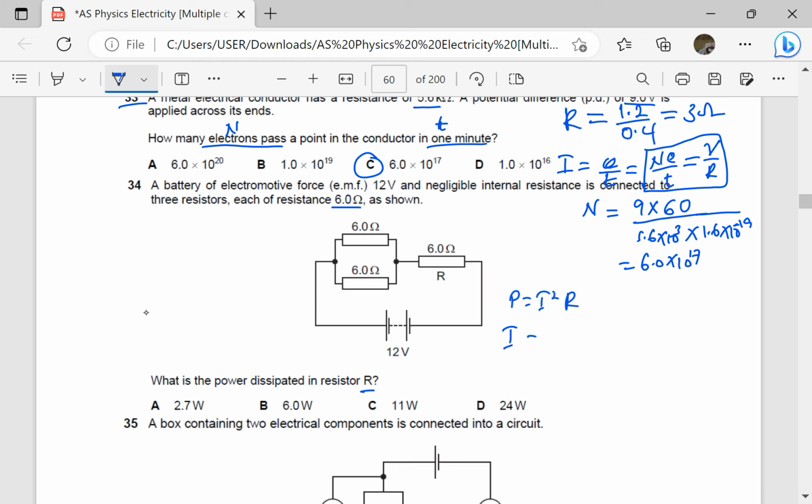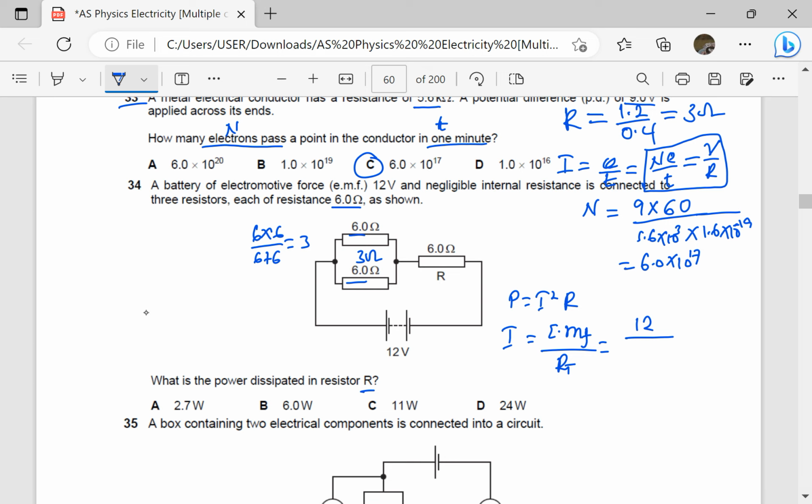And the I is equal to the EMF divided by total resistance, which is R total. So the EMF is 12. Total resistance, let's find total resistance. These ones are in parallel. The total here is going to be 3 ohms. That is 6 times 6 over 6 plus 6, which gives us 3. Or 36 over 12, which is 3. Which is just a half of the resistance of just 1.